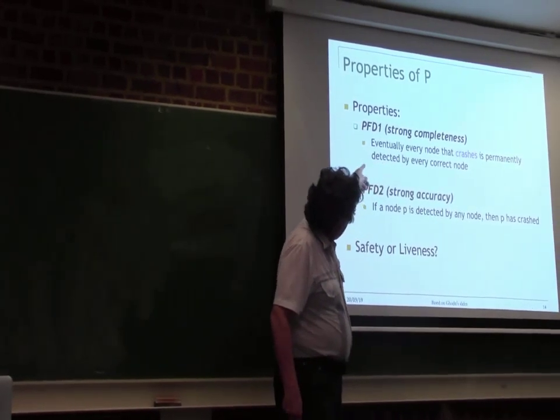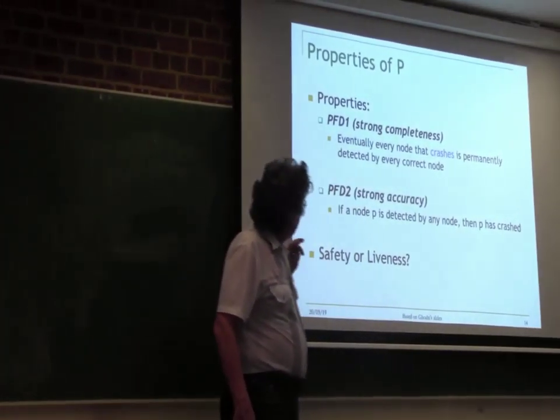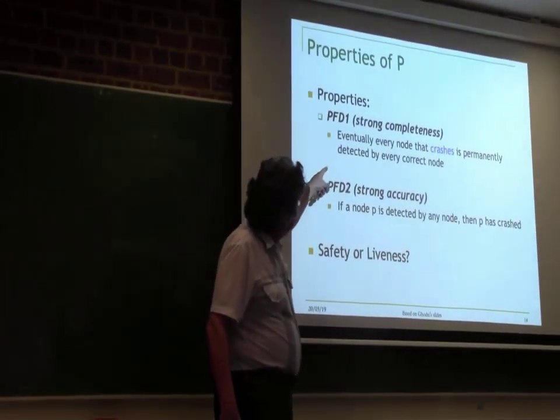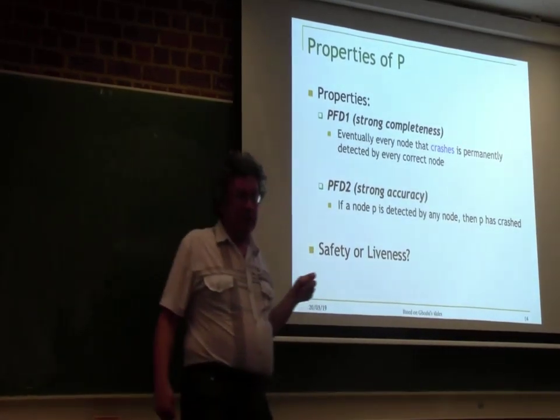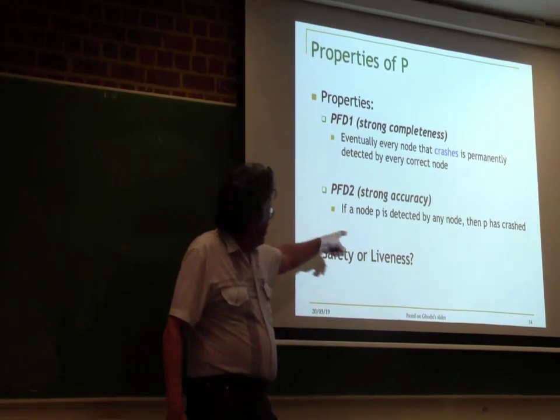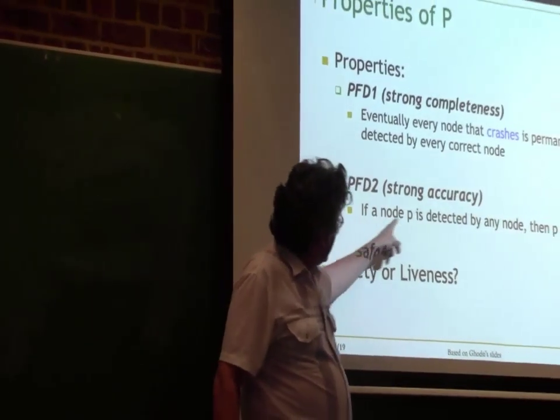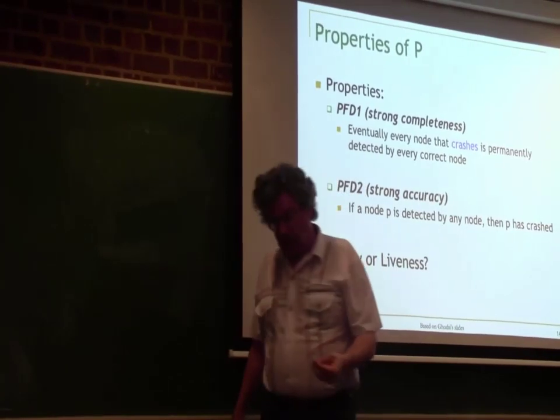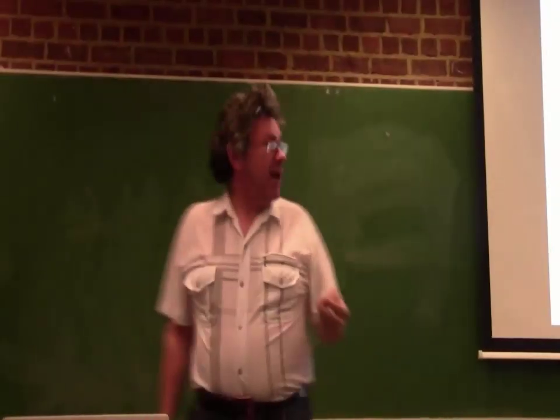Eventually, every crashed node is permanently detected by every correct node. That's completeness. That means it never forgets any crashed nodes. And accuracy: it doesn't make mistakes. So if you detect P, then you mean it really has crashed. If you think it's crashed, it really has crashed.